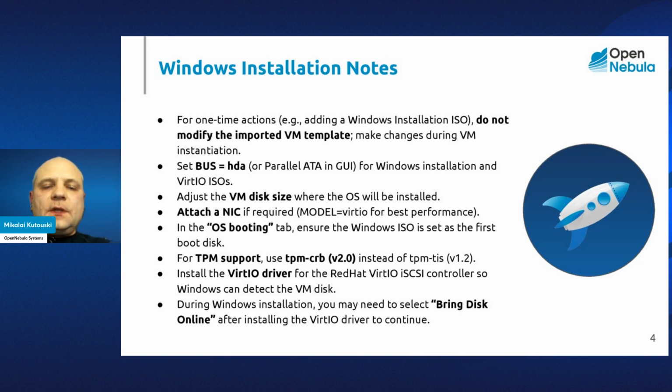During Windows installation, at a certain stage, it tries to access your virtual machine hard drive, and you have to provide a driver for it, the virtio driver. So we have to choose the virtio SCSI controller in order to let Windows recognize your disk drive properly. It might be required to press Bring Disk Online in order to proceed further.